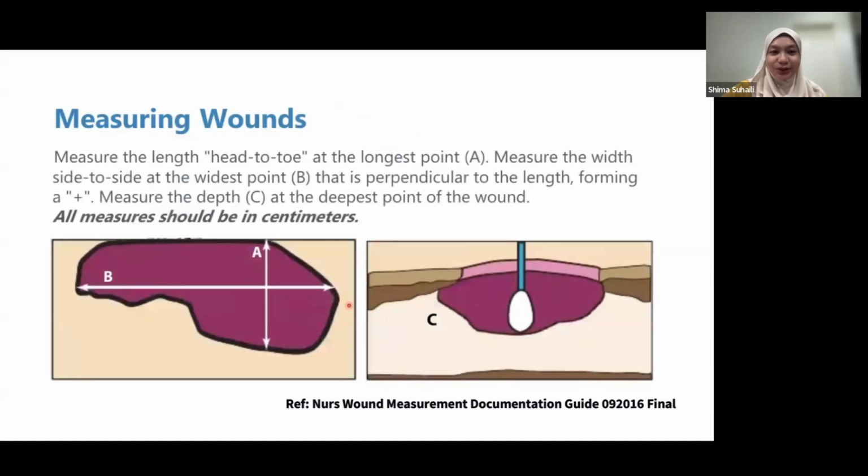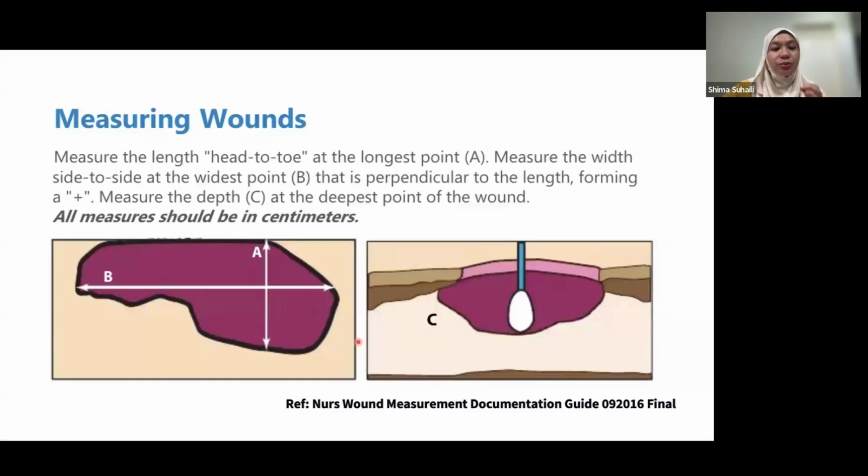Okay, it's very important for us to know how to measure the wound properly. Okay, we have to measure the length head to toe at the longest point. Maksudnya kat sini, katakan wound ni bentuknya macam ni, dia mesti adalah, kalau panjang tu adalah A component and lebar dia adalah B. And don't forget about the C. Cara measure and documentation very important because only then you can see the progress of the wound.